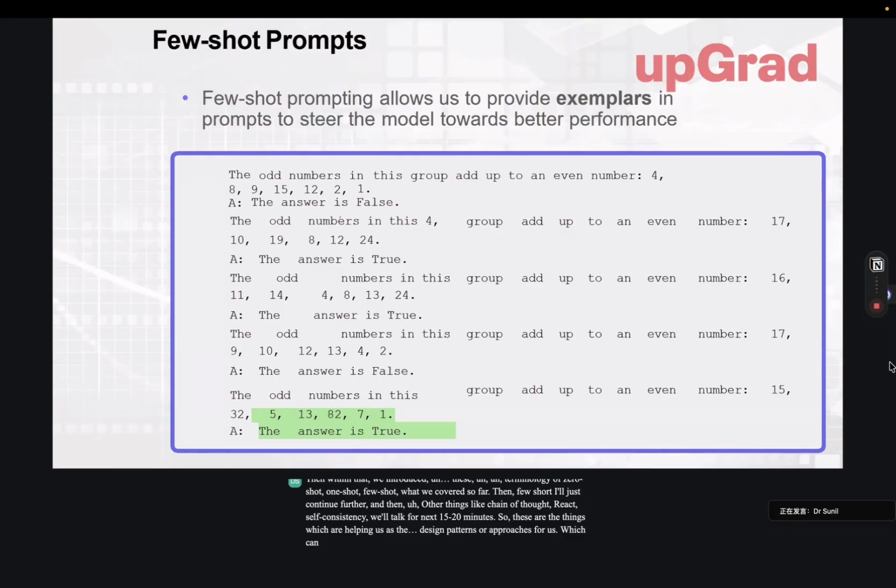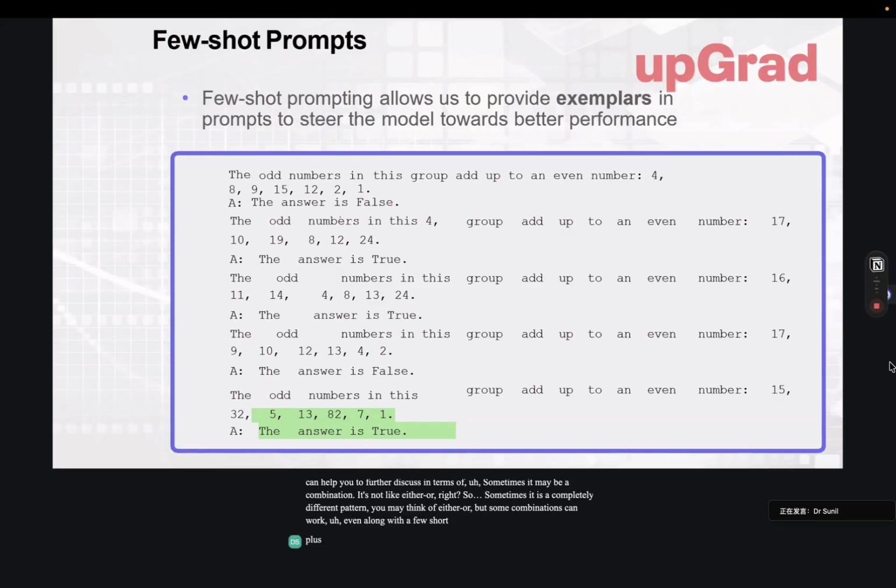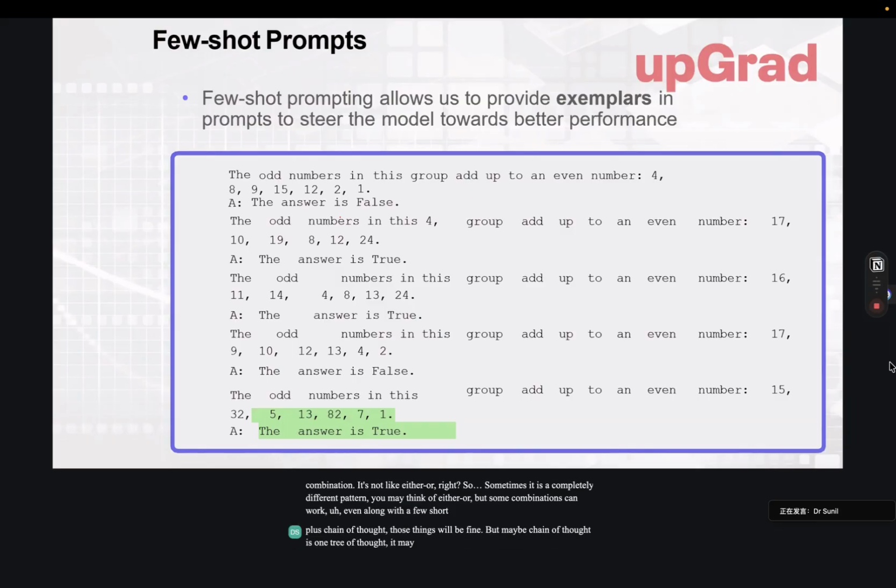These are the design patterns or approaches which can help us in further discussion. Sometimes it may be a combination. It's not like either or, right? Sometimes it is a completely different pattern. You may think of either or, but some combinations can work, even few shot plus chain of thought. Those things can be fine. But chain of thought is one, tree of thought may be different, then ReAct may be different. So we will be able to see each of them.